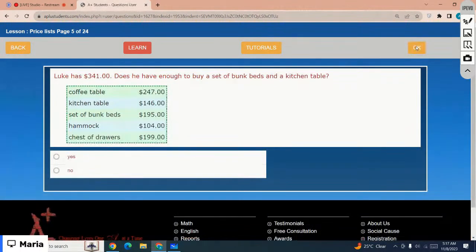Okay, the next one is: Luke has $341. Does he have enough to buy a set of bunk beds and a kitchen table? The kitchen table is $146 and the set of bunk beds is $195. So does he have enough money? Yes, when you add 146 and 195 together they make $341. So yes, he has enough money. Very good.